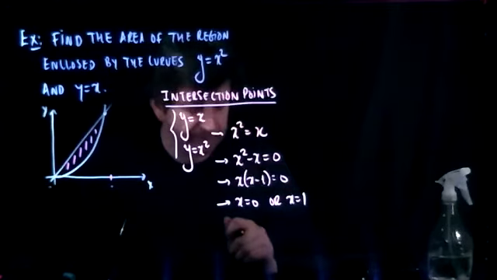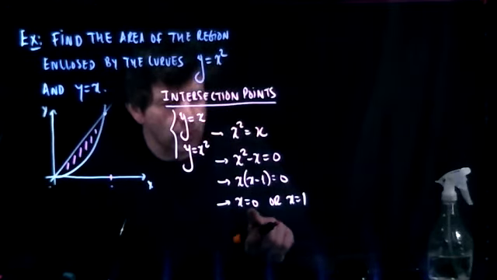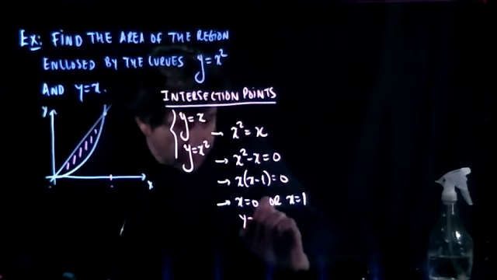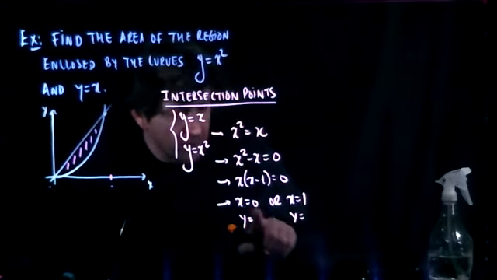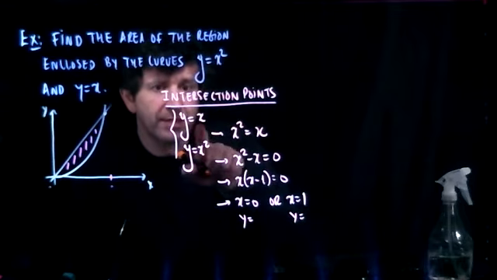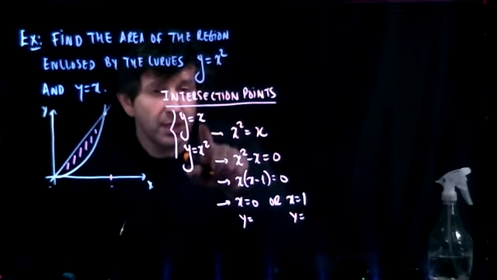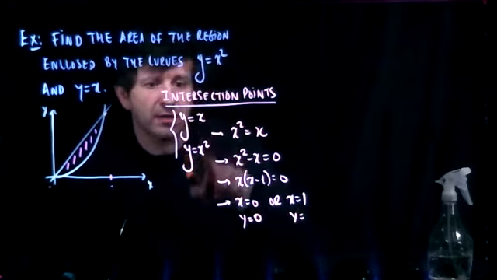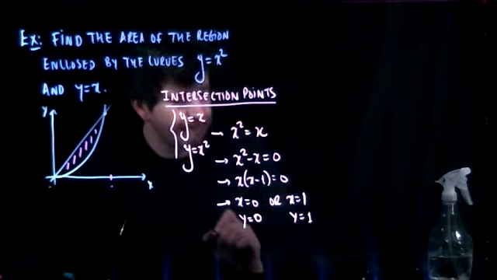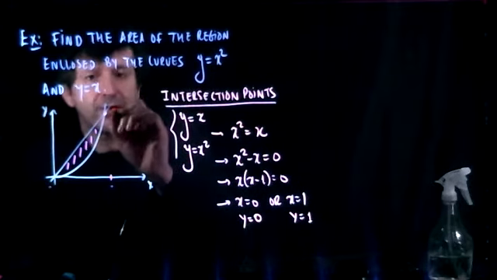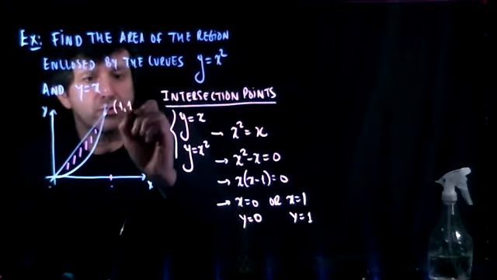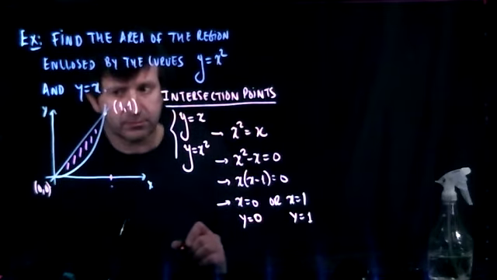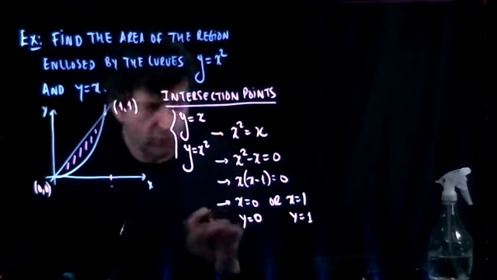Exactly. Okay. So I need to find the y as well. Let's find the y for each one. If x is 0, I could plug x is 0 in any of these two equations. I get x is 0, then y is 0. And then if x is 1, then of course y is 1 as well. And so I found my two intersection points, which is 1, 1, and this is 0, 0. Any questions so far?